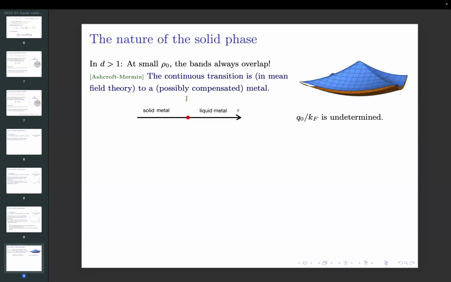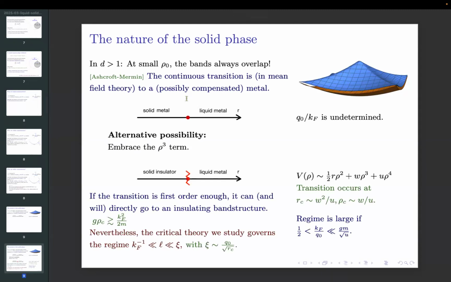Okay, and also I can't quite say that this dimensionless ratio q naught over kF is determined by making the thing an insulator. I feel quite awkward about it. So the statement I'm making is that q naught over kF is determined somehow, in a way that I'm not answering. The transition, at least if you believe this mean field calculation, is to a solid metal. It has Fermi pockets. There's an alternative possibility, which is to embrace the rho cube term that I said I was going to ignore.